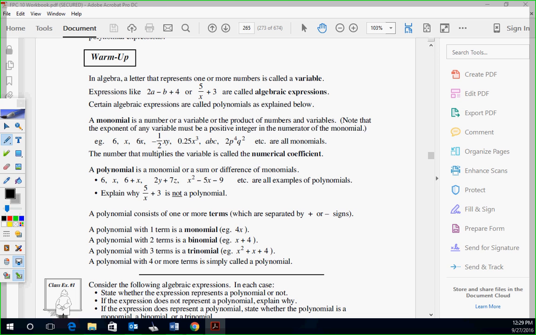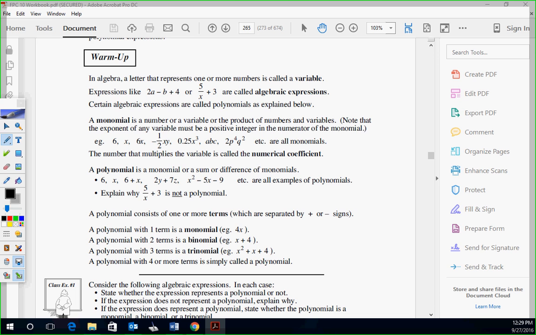And then the number that multiplies the variable is called the numerical coefficient. We already know that from exponents, right? The coefficient is the number out in front. So like right here, that'd be a 2, a 7, negative 5, negative 9.